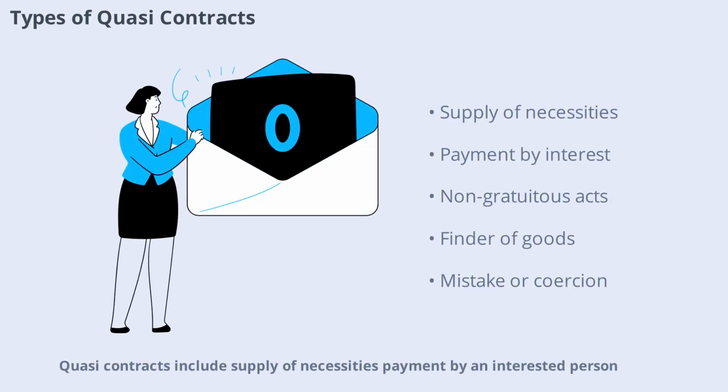Quasi-contracts include supply of necessities, payment by an interested person, obligation to pay for non-gratuitous acts, responsibility of finder of goods, and liability for benefits received under mistake or coercion. Each type addresses specific situations where law imposes obligations to prevent unjust enrichment.